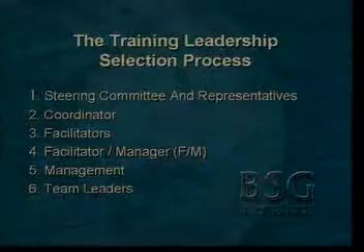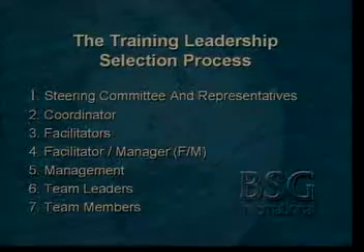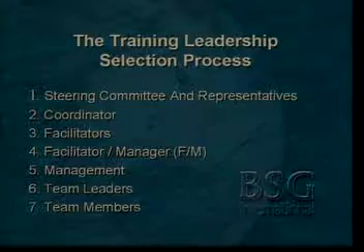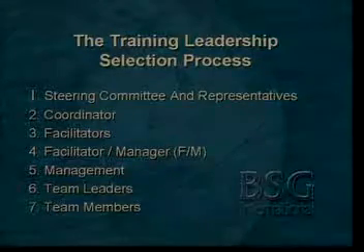Team members, and then everybody that's left out of that who haven't been selected in the training leadership are team members, and everybody in the organization participates. So even if I'm on the steering committee, I'm also participating in training.